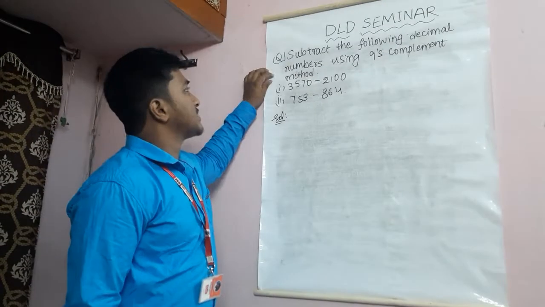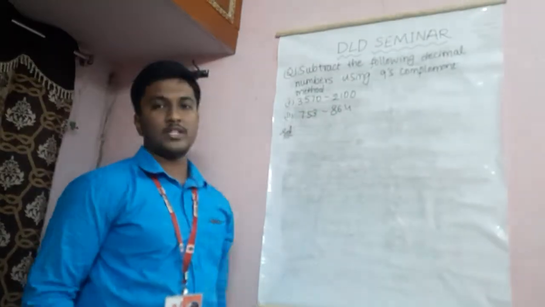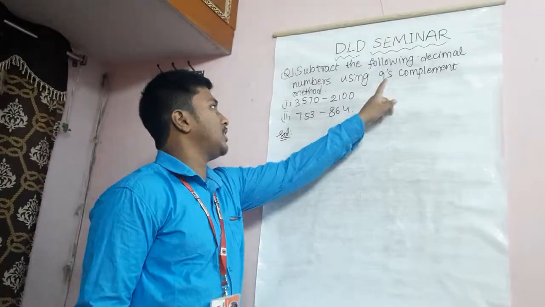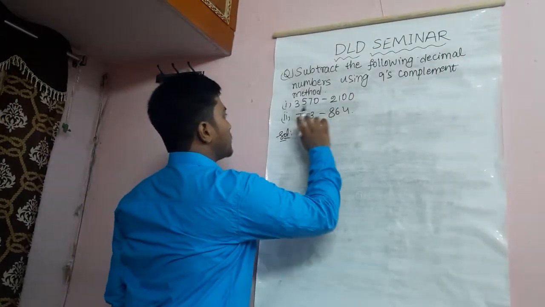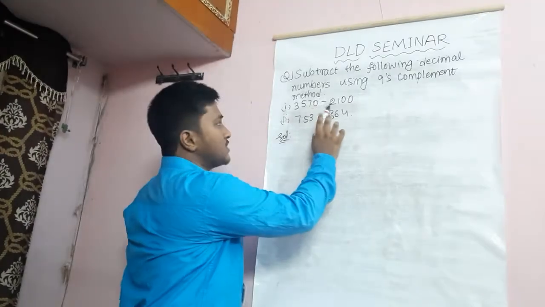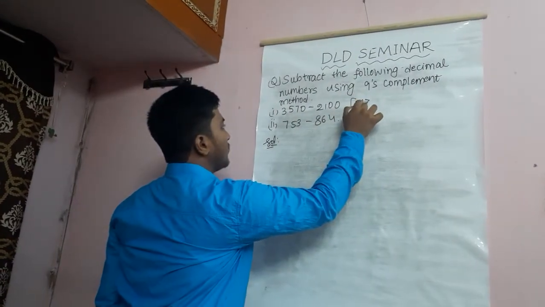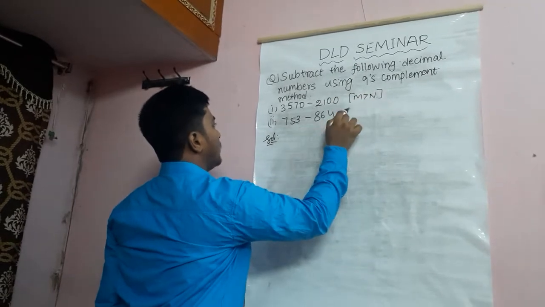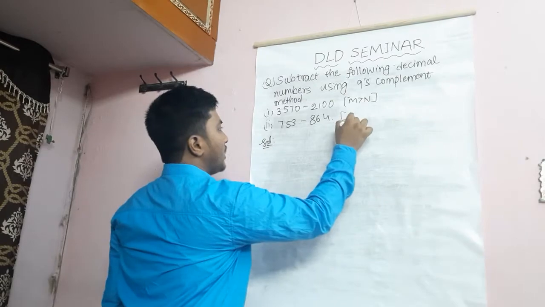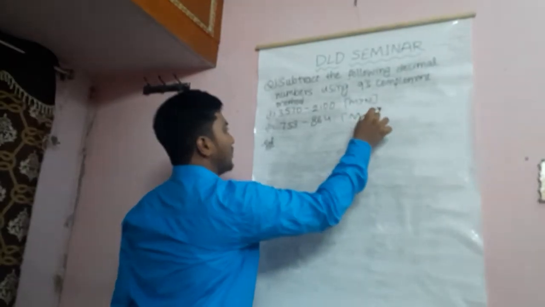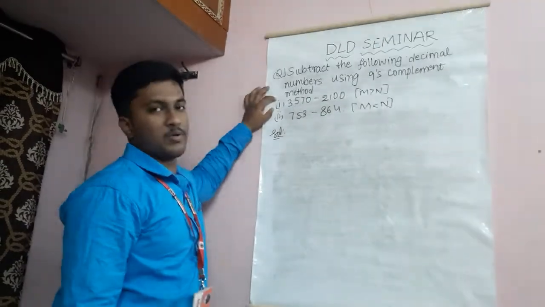So the given question is, subtract the following decimal numbers using 9's complement method. So decimal number radix is 10 and it will become r-1's complement, that is 9's complement. And here we have two questions. One is 3570 minus 2100, where M is greater than N. So the minuend is greater than subtrahend. And in the second question, 753 minus 864, where M is less than capital N. So there are two cases. Now we will do the first problem.